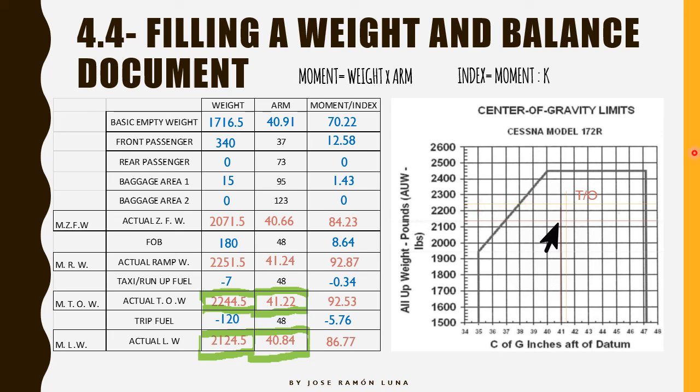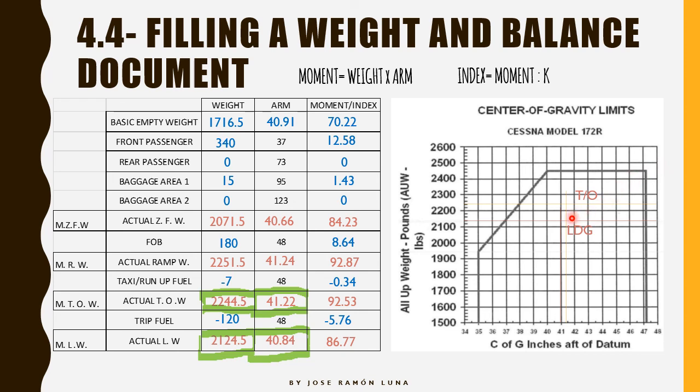Now, the next part is to do the same as you can see on the screen in red. We got the point for landing. We used 2,124.5 pounds against 40.84 inches of CG, and we got that point. That landing point is also inside of the envelope.